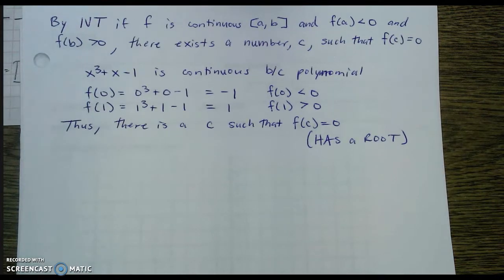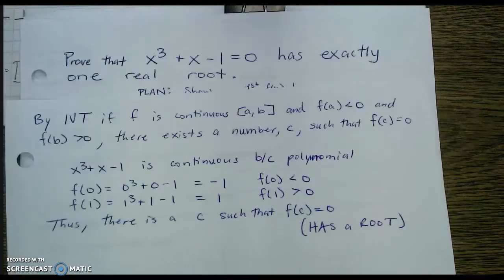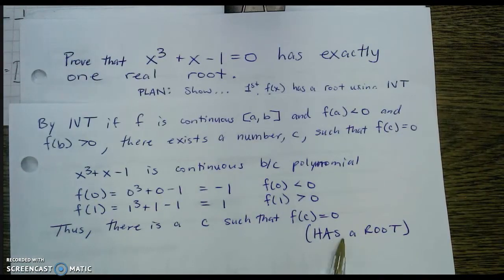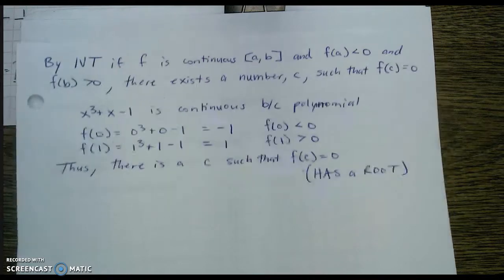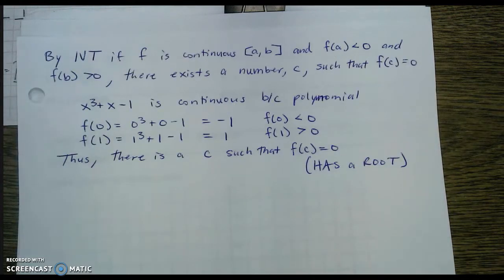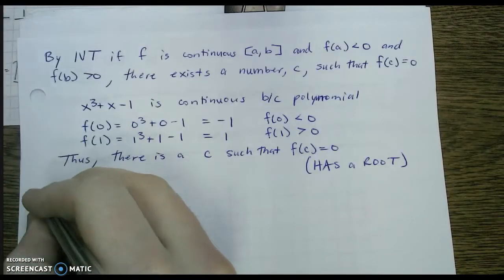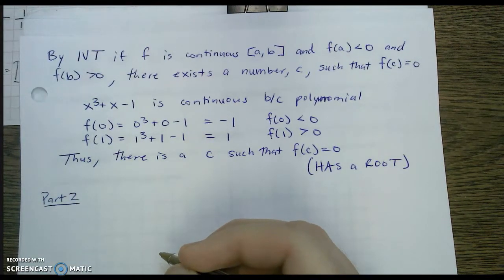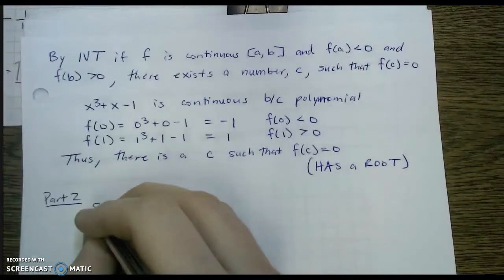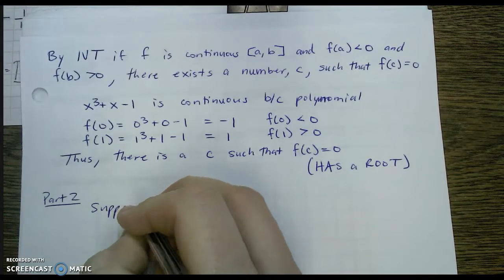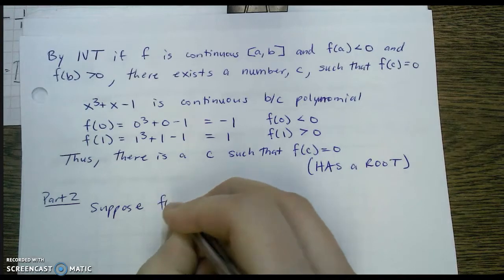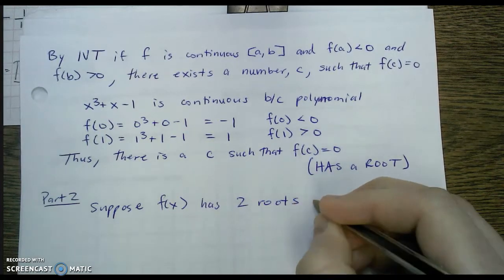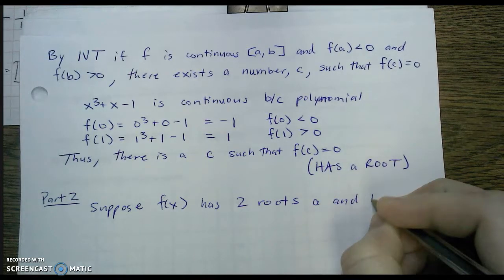Well, this wants me to show that it has exactly one root. So I've shown that it has a root, but it could have more than one. So now I have to show that it can't have more than one. So I'm going to use Rolle's theorem. Now I'm on part 2: it can't have more than one. So let's suppose that it has 2. Suppose that f of x has 2 roots, a and b.